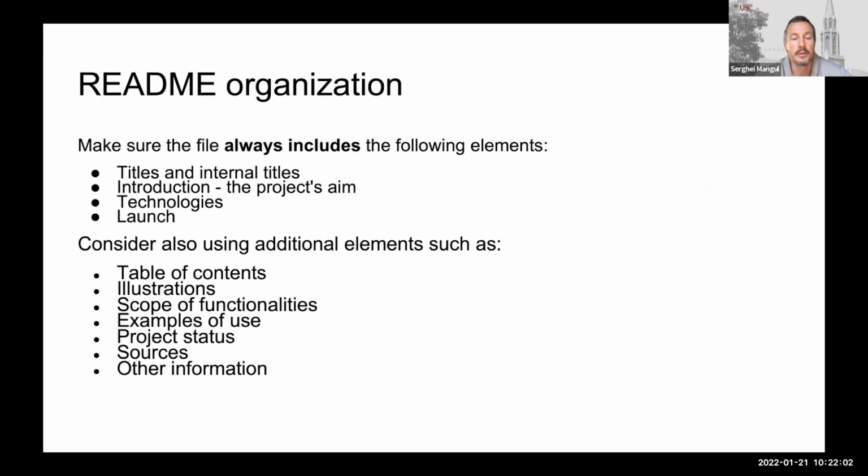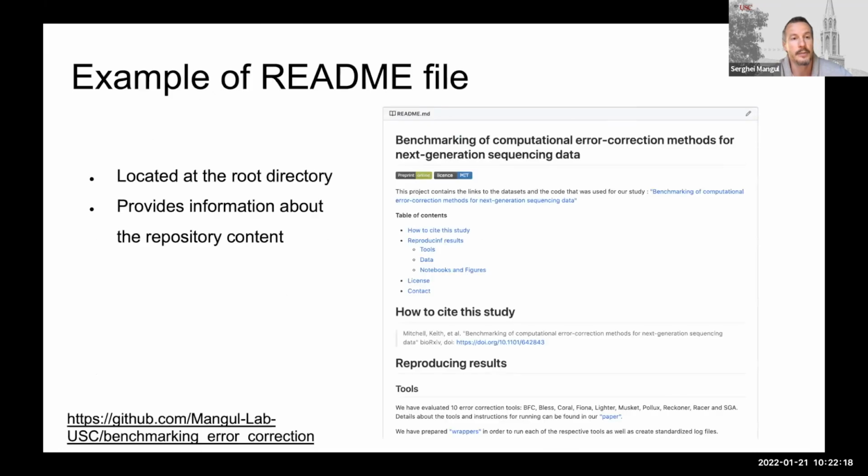You can add a table of contents, illustrations, examples, status: is it work in progress? Is it complete work? How to cite it if so, and other information. Again, you can follow what we did, or you can come up with your own structure. Okay, so that's an example of the Readme file. Open it, look at it, and see if you like it. And actually, you can even try to reproduce it and let us know if you're able to.